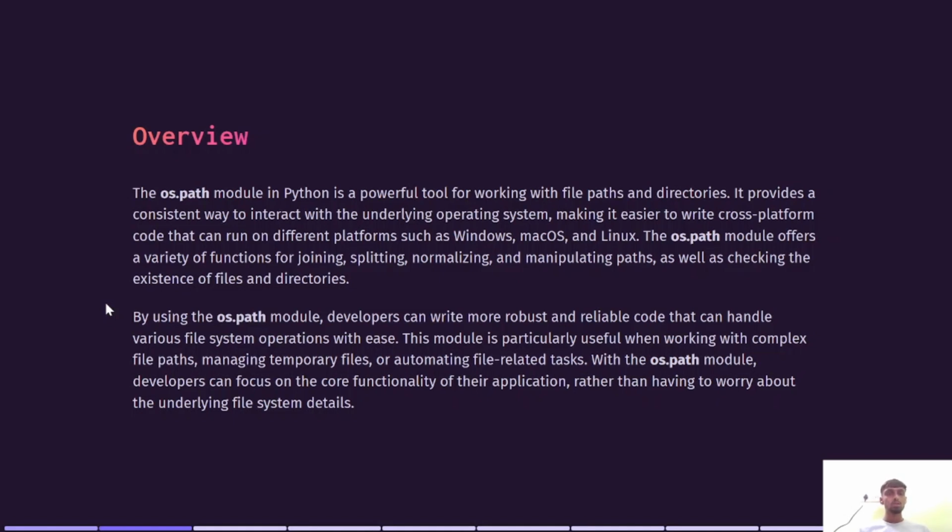By using the os.path module, developers can write more robust and reliable code that can handle various file system operations. This module is particularly useful when working with complex file paths, managing temporary files, or automating file related tasks. With the os.path module, a developer can focus on the core functionality of their applications rather than having to worry about the underlying file system.